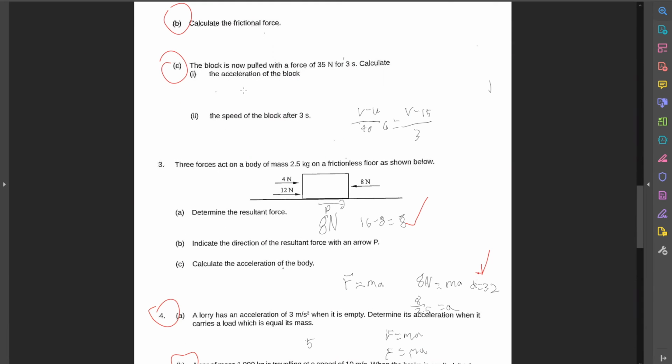Then you say determine the resultant force. Yeah. So indicate the resultant force with the arrow P. Okay. Then that one, okay. Beware of units.